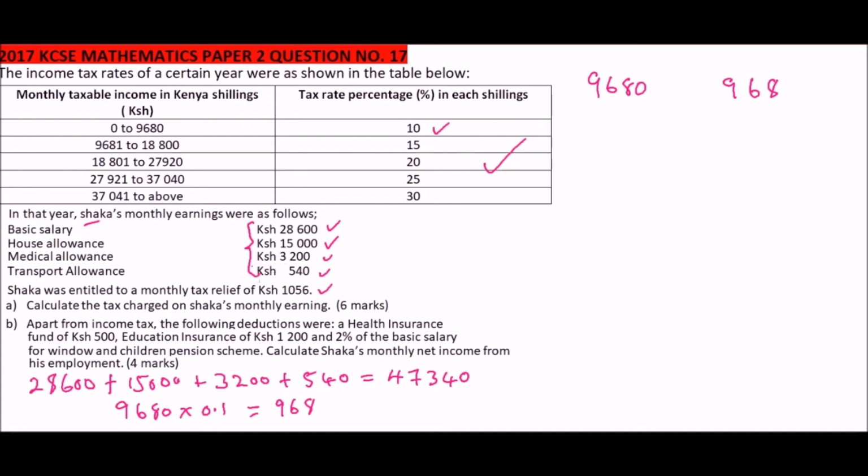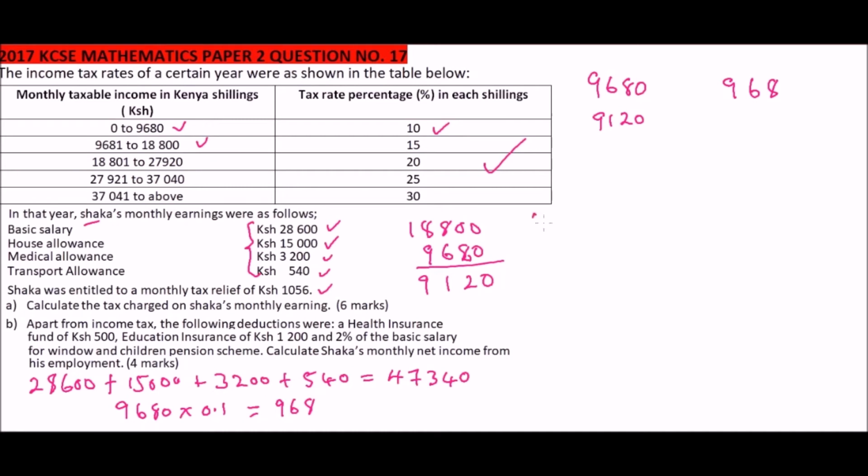Then to get the second bracket, we are going to subtract 9,680 from 18,800. When you subtract that, you should get 9,120. So the second bracket is 9,120.